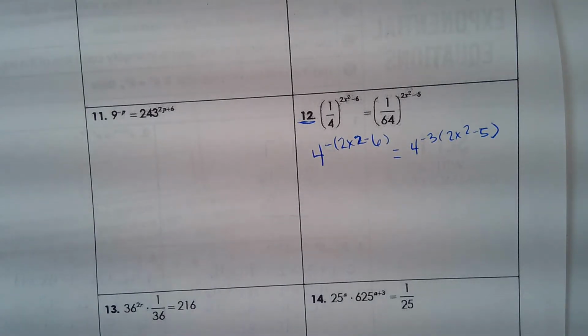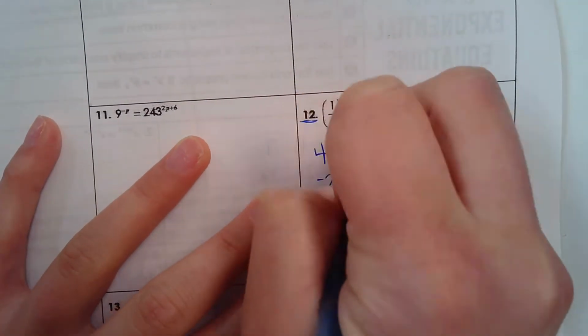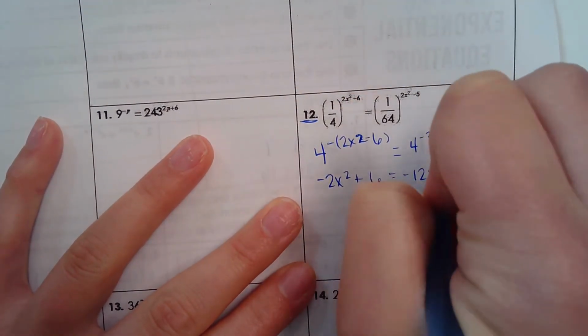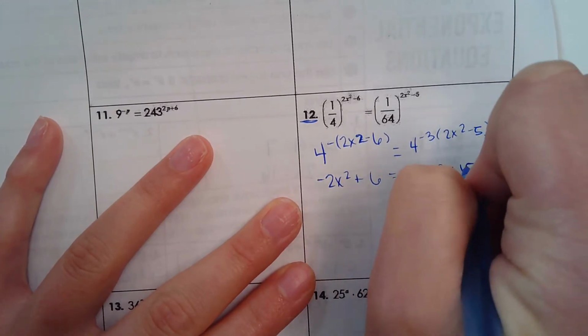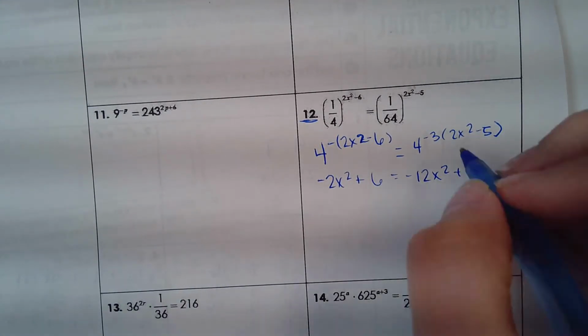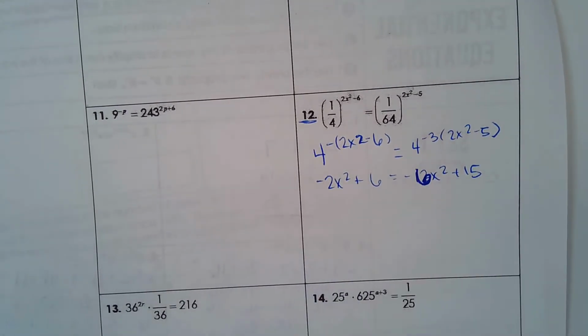Yeah. So we just have to remember to distribute there. I don't think it's too bad. So what do we want to do from here? Did I multiply wrong? I multiplied wrong. This is 6, not 12. Goodness. I don't know what I was thinking. I guess maybe I looked at the 4. Anywho, so we've got negative 2x squared plus 6 equals negative 6x squared plus 15.